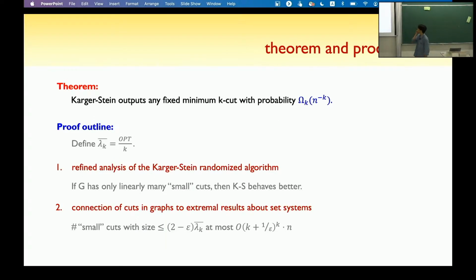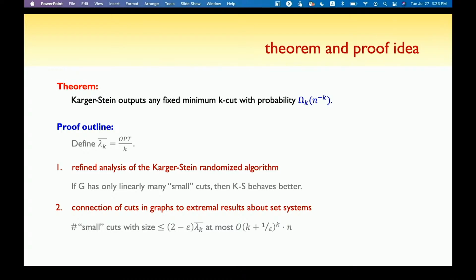Yeah, so this is the outline of the proof. This is the theorem, the same one we want to prove. Let me just define one notation. Lambda k bar is OPT divided by k, because we're going to compare the size of cuts to lambda k bar. So it's a normalized value of OPT.